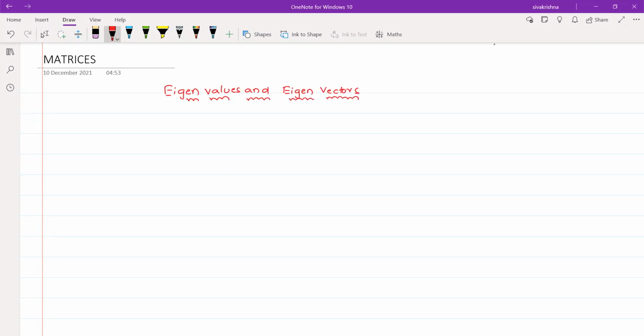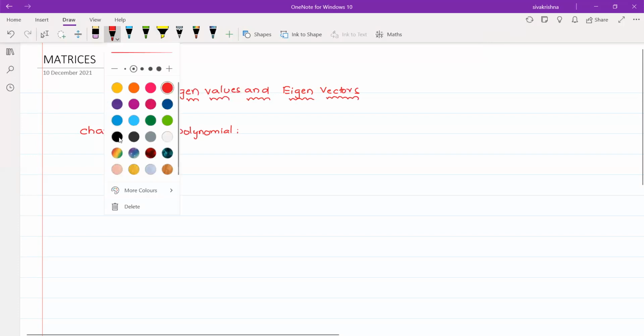Before going to discuss this particular model, first of all we have to know the definition of eigenvalues. Before that, we should know what the definition of characteristic polynomial is. So I'm going to define the characteristic polynomial.